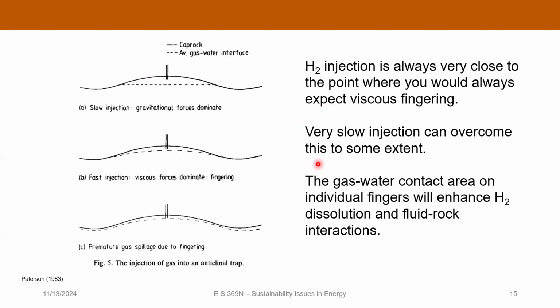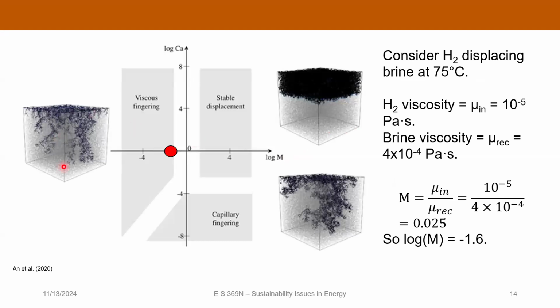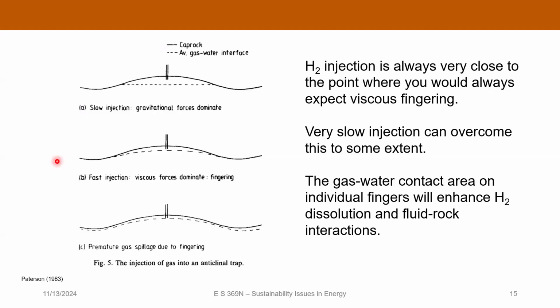The other thing that's going to happen is that because when you've got this viscous fingering, you've got a lot of contact area between the hydrogen and the water. And so that's going to enhance the interactions between the hydrogen and the rock, which, as we'll see in a little bit, is one way that the hydrogen can be consumed and you'll never get it back. So we need to be very, very careful about this.